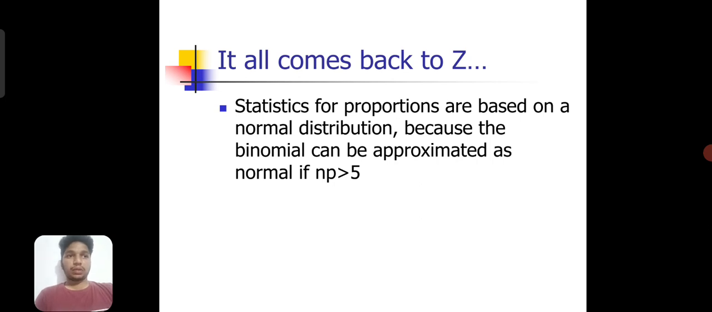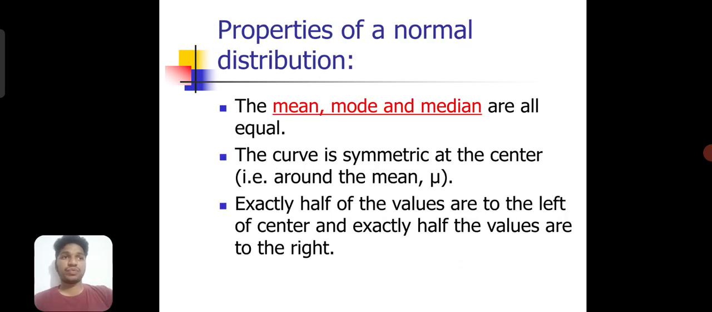It all comes back to z. The statistic for the proportion is based on the normal distribution, because the binomial can be approximated as a normal if np is greater than 5.